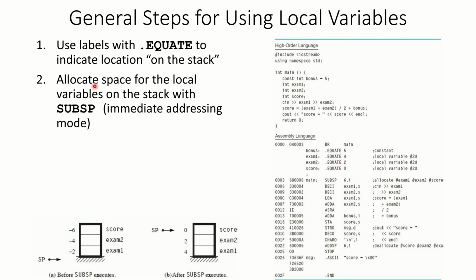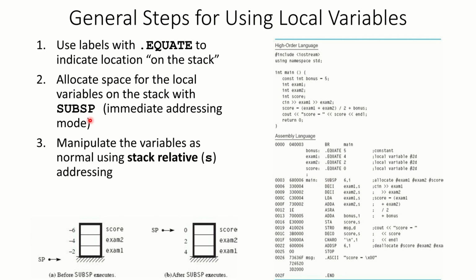Then we use the sub sp to actually allocate space. So the sub sp 6 here actually allocates space for those 6 bytes, because remember, the equate doesn't actually allocate space, and we talked about that with the constant. The equate just puts in a label essentially that says score is being assigned to 0. So the equate says that's where I'm going to access that variable on the stack. The sub sp actually allocates space on the stack.